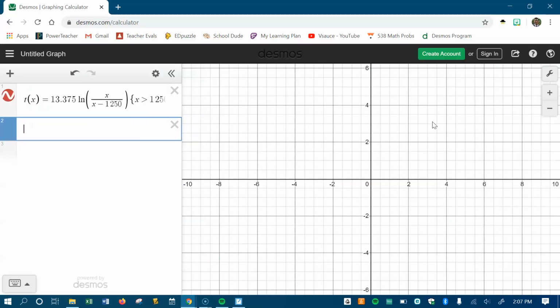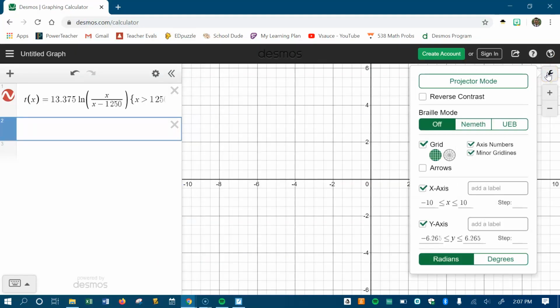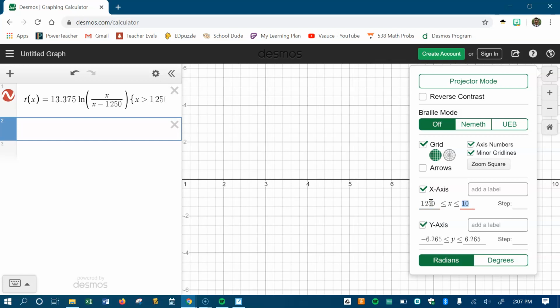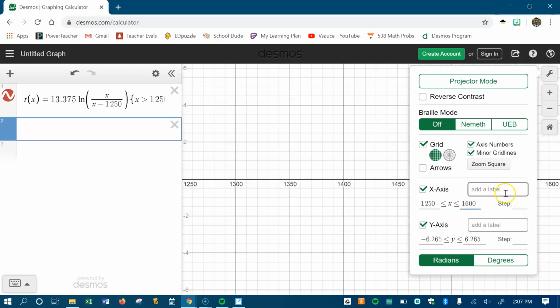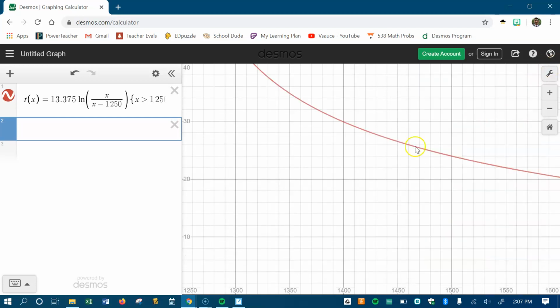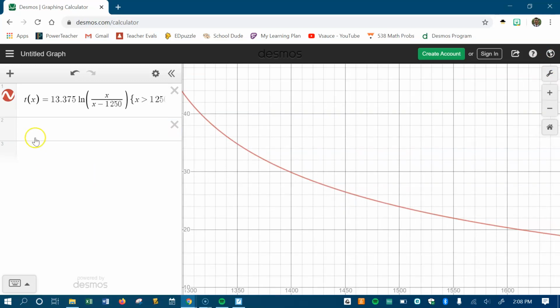Obviously I can't see the graph here, so I'm going to adjust the window. It says X has to be greater than 1250, so let's go from 1250 up to 1600, since these are the payments. The Y value is going to be the term, so let's go from 0 to about 40 years. Okay, all right, so next we want T of 1398.43.